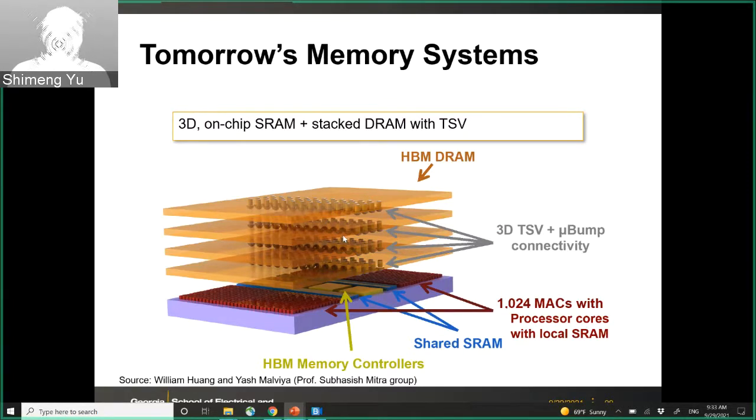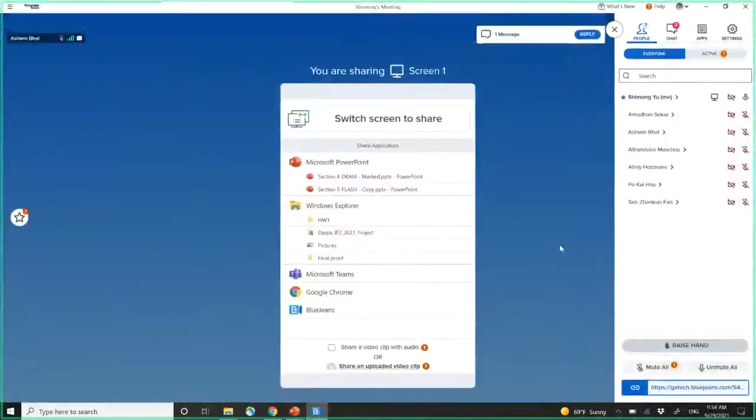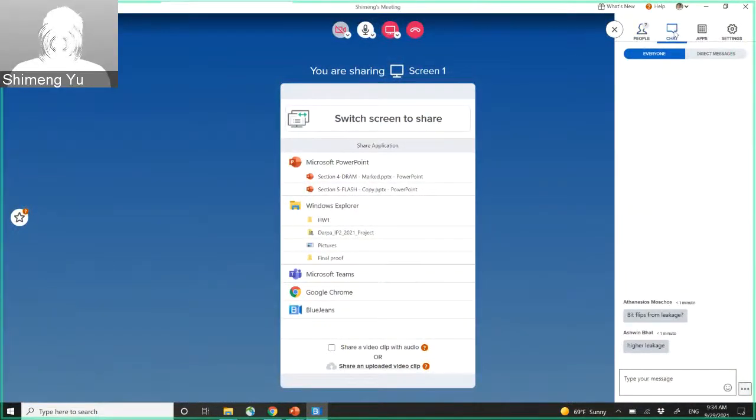Let me ask the question. What kind of potential problems may you have if you have the heat generation underneath a DRAM stack? Any idea? So the DRAM may degrade in certain aspects. What aspects may the DRAM degrade? Any idea? If the temperature goes up, one of the DRAM's challenges would be the leakage, right?